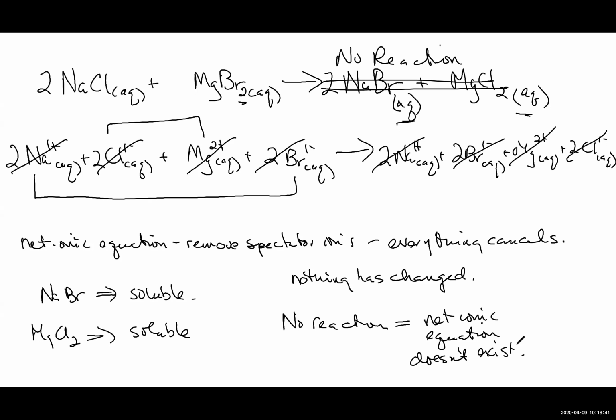Nothing has changed. So try the ones that are on the handout posted on Canvas. If you scroll down, there are the problems. It asks you to do the total ionic, the net ionic, predict the products, and the answers are written out. If you're having trouble with those, we can try to go over a few in the live streaming sessions. Till next time.